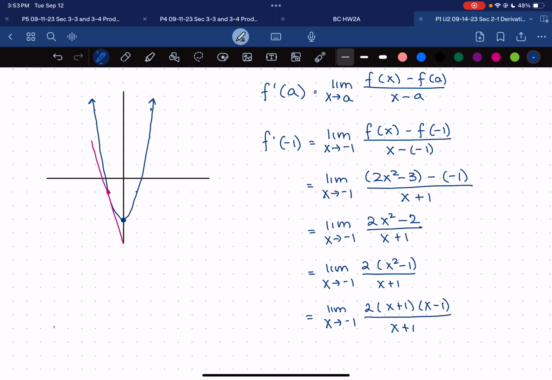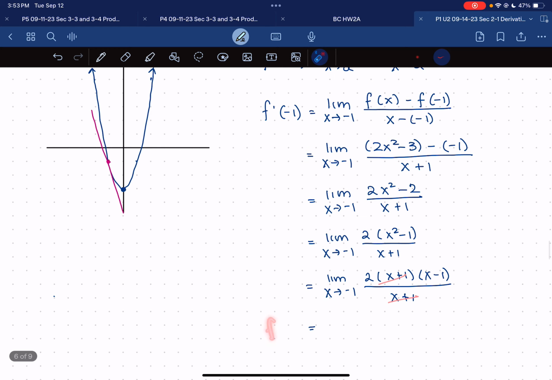And then the x plus 1s will cancel out. So if I go ahead and evaluate right now, actually I'll just go ahead and plug in. Let x equal -1. -1 minus 1 is -2. -2 times 2 is -4. So f prime of -1 is -4. The slope of the tangent line to the curve at x equals -1 is -4.